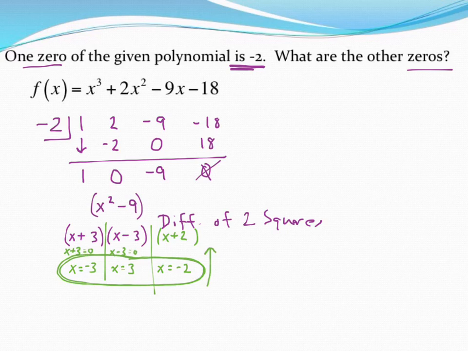They asked me for the zeros, and there are my zeros. Negative 3 and 3 were the ones we found, and negative 2 was the one they gave us.